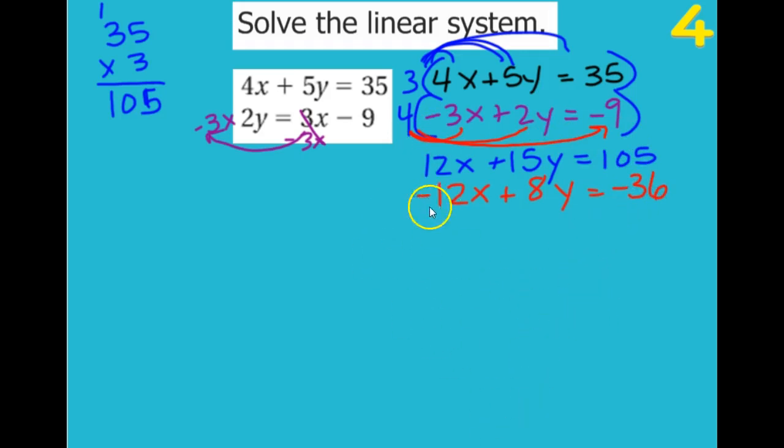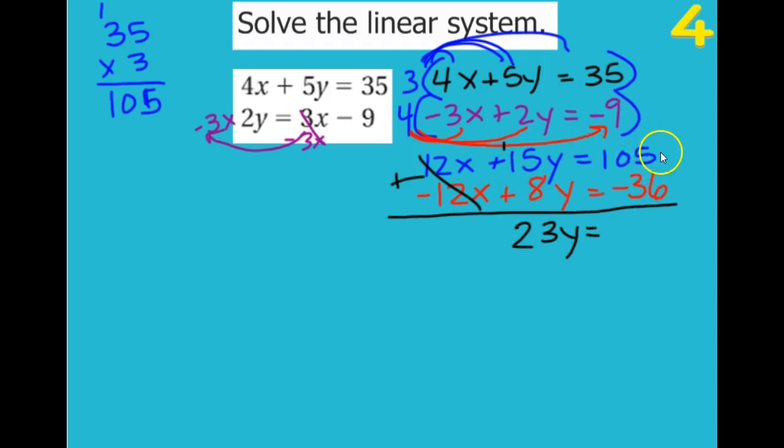And then we can combine our two equations together. So 12 minus 12, gone. 15 plus 8 should give us 23y. We add those up, 5 plus 8 should give us 13, and then 1 plus 1 is 2.